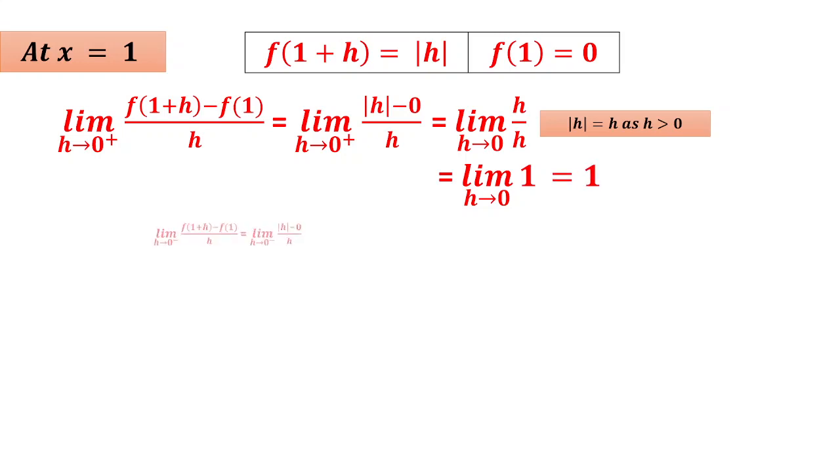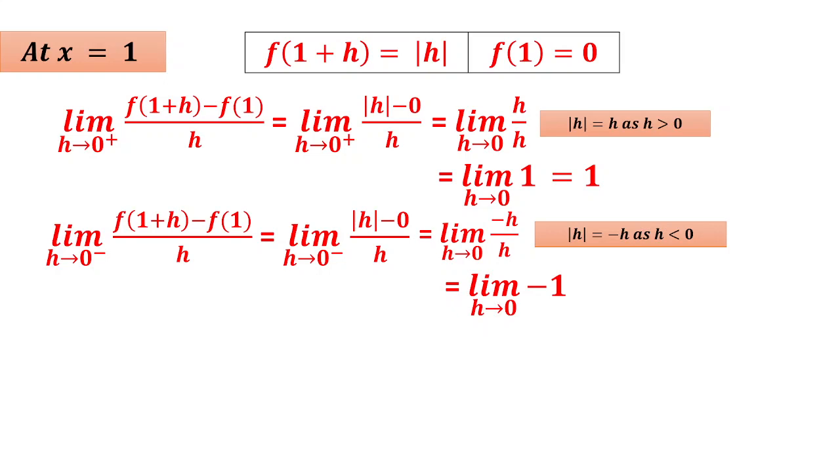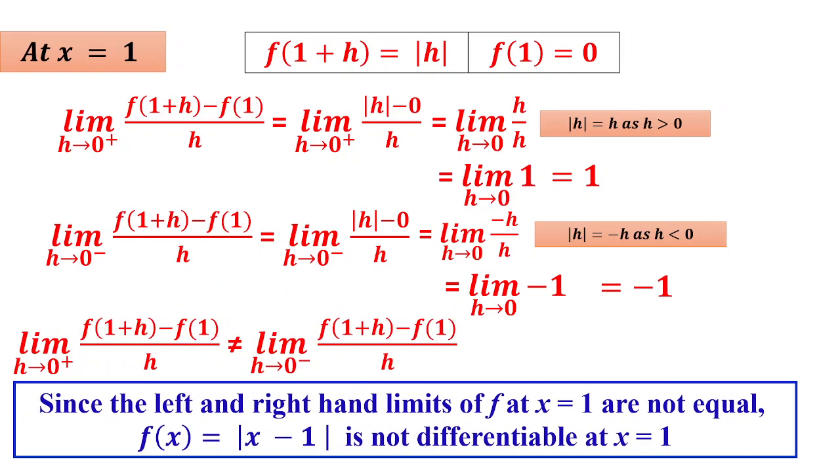If you take the left hand side limit, here mod h is less than 0. Therefore its value will be minus h. If you cancel it, you are getting minus 1. Therefore left limit and right limit are not equal. Therefore this function is not differentiable at x is equal to 1.